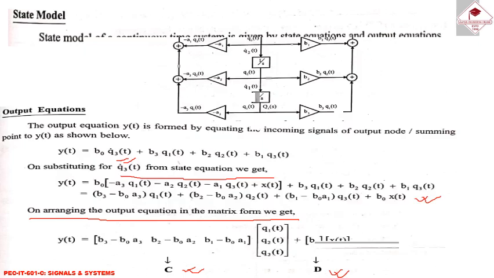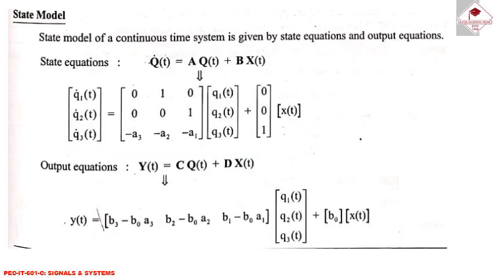After that we are going to obtain the state model. The state model of a continuous time system is given by the state equation and the output equation. The state equation can be written as q dot of t equals A q(t) plus B x(t). This is the expression of the state. Then you have to represent this q dot of t, and q(t), basically q1(t), q2(t) and q3(t). A is the matrix which you have evaluated here. B is denoted by this particular section, that is 0 0 1 which you have evaluated, and x(t) is the input.